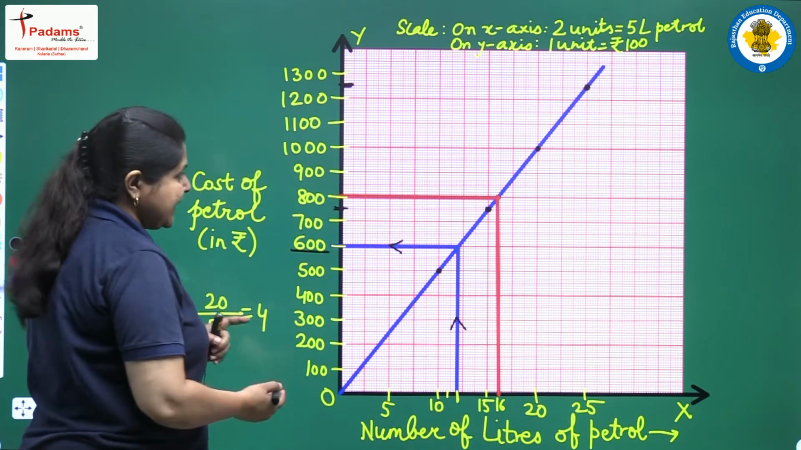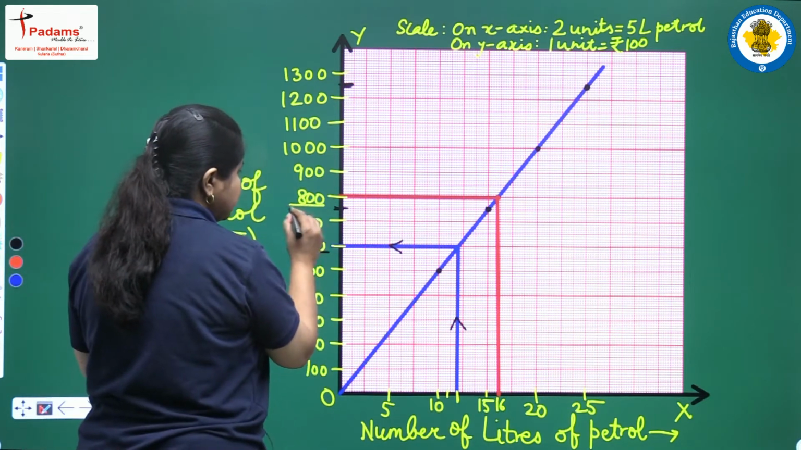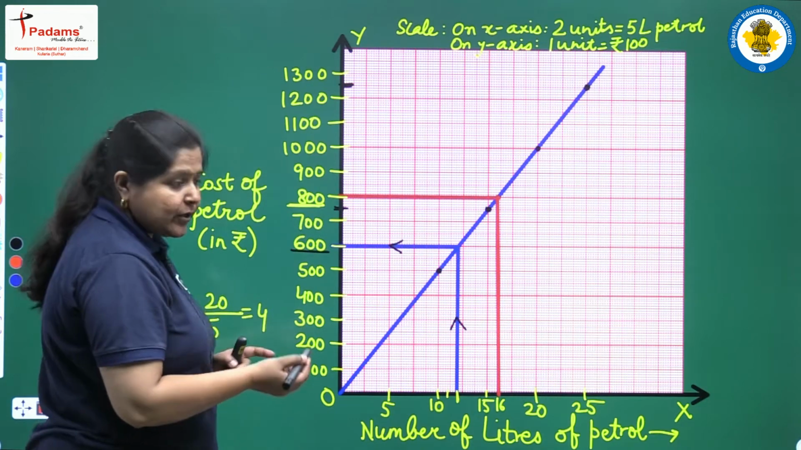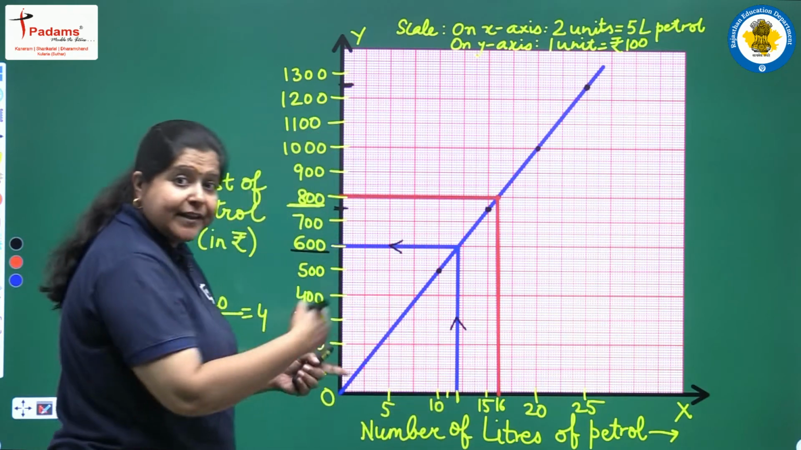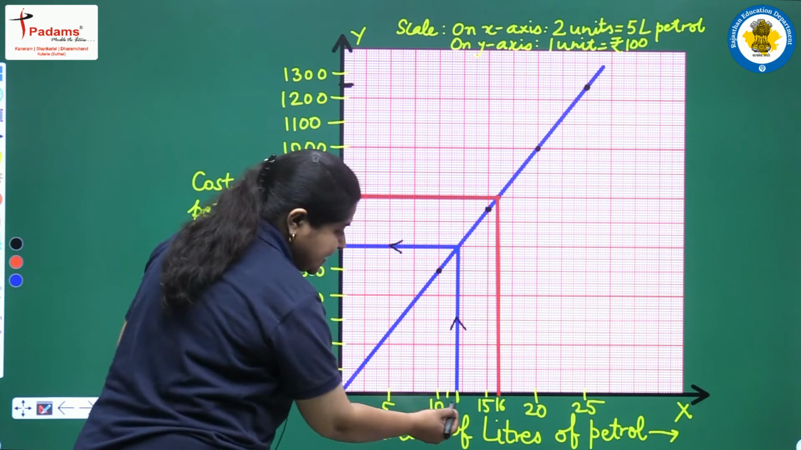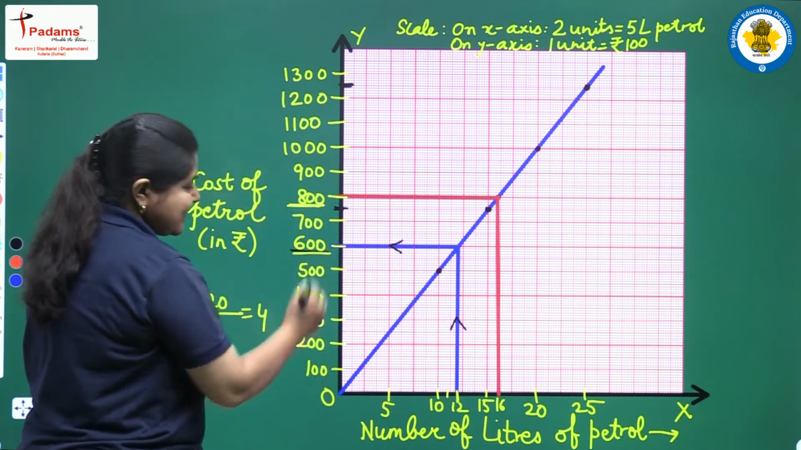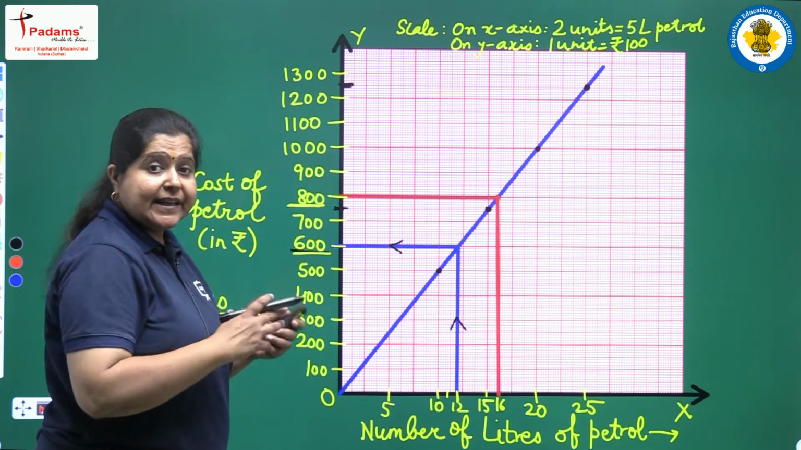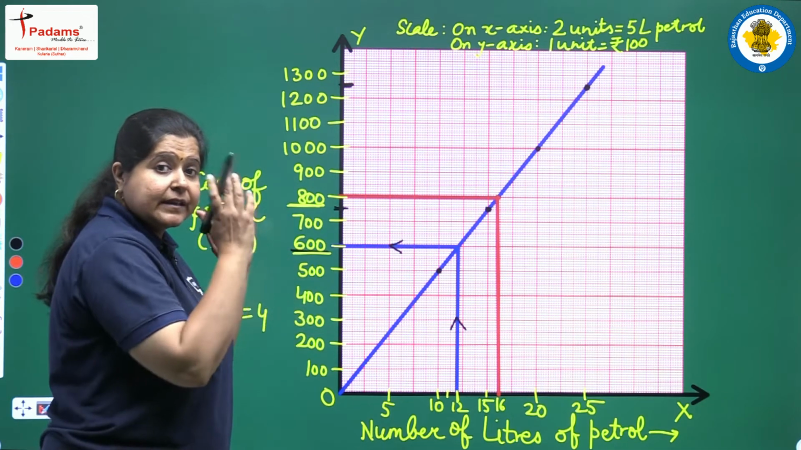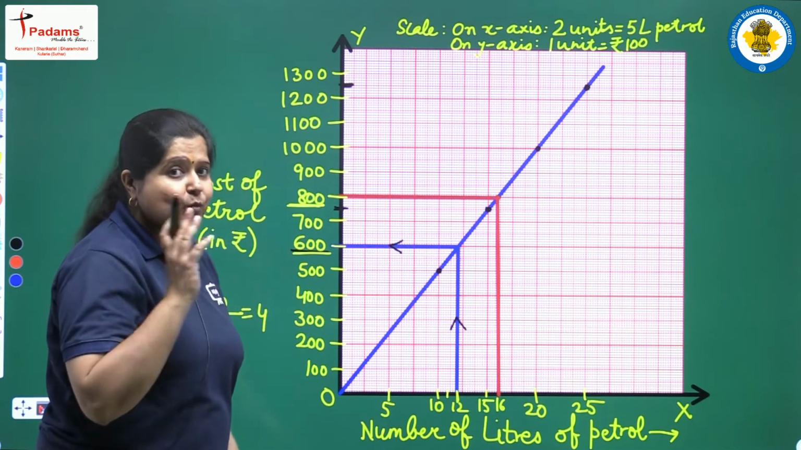तो यहाँ से हम ये भी देख पा रहे हैं कि अगर हम 800 rupees pay करें तो कितना liter petrol आएगा, it will be 16 liters. और ये भी देख पा रहे हैं कि अगर 12 liters petrol हम fill in करें तो कितना cost आएगा, it will be ₹600. In this way every time we can derive more information from the graph related to both these quantities.